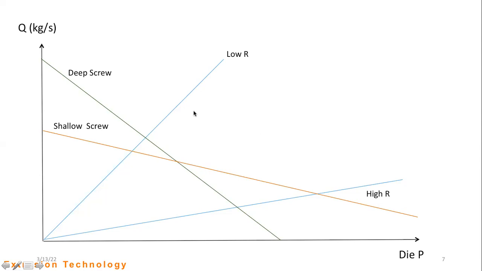Right? First, we can discuss high resistance and low resistance. So you're familiar with high resistance, meaning the P value is higher, and low resistance, the P value is lower, right? That's familiar, right? And Q is higher in low resistance, Q is lower in high resistance.